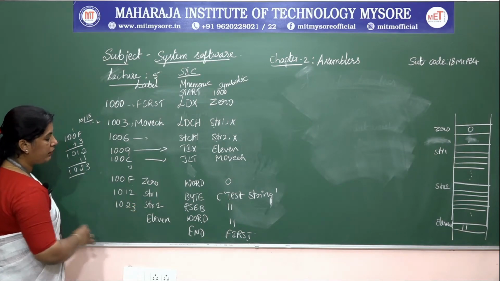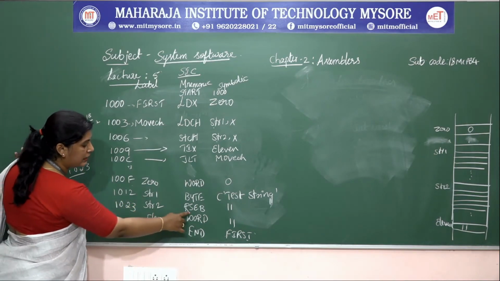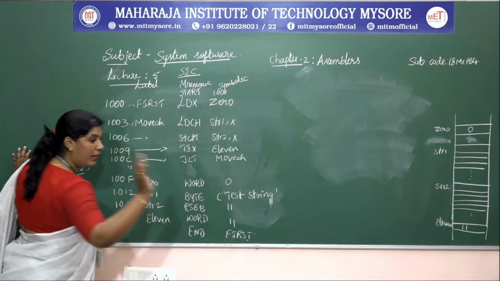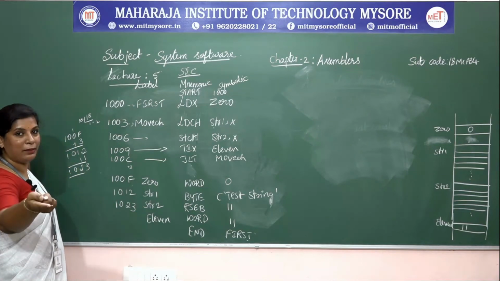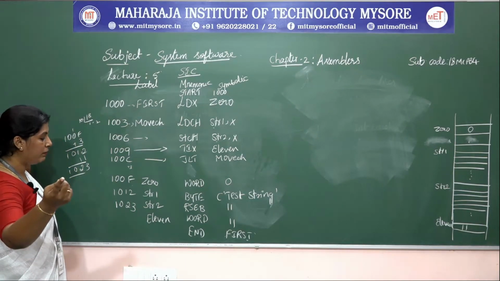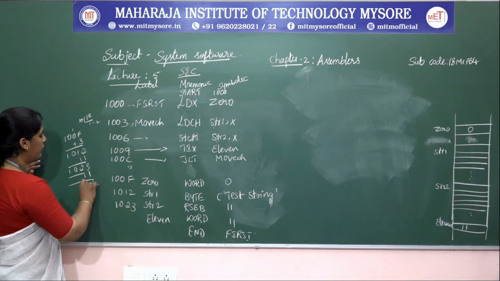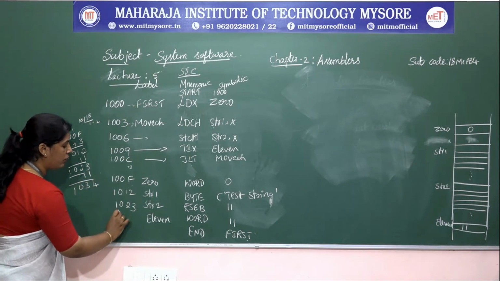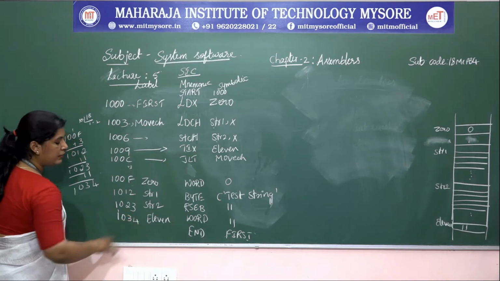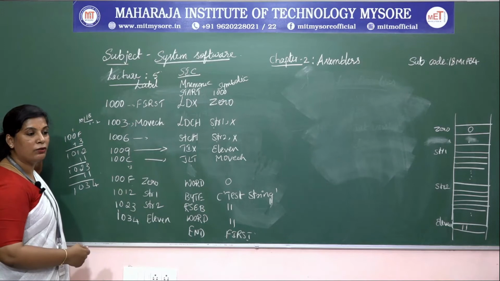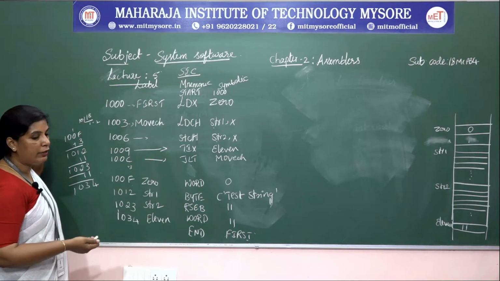Next, string 2 is a reserve byte. How many bytes is it going to reserve? 11 bytes, so again it has to be incremented by 11, giving 1034. For the end, there is no need to calculate. Once it encounters end, it is enough.